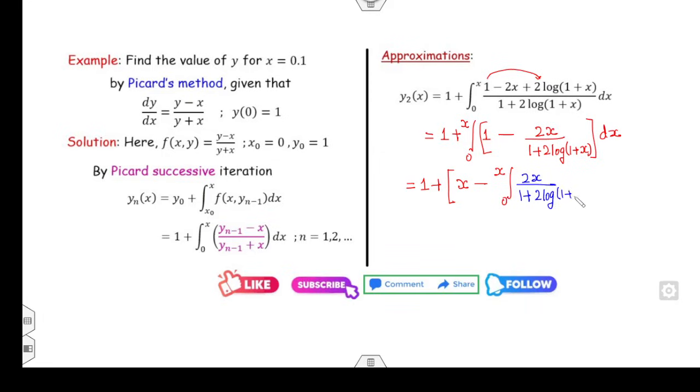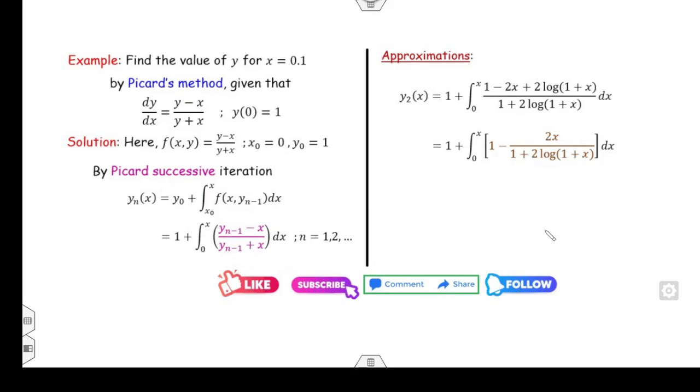Fine. क्या आप इसकी integration कर सकते हो? Will it be possible for you? Can you find the integrations? No. Fine. Since the integration of the second term is very difficult, we can find the value of the, because we already obtained y1. Fine. We already obtained them.